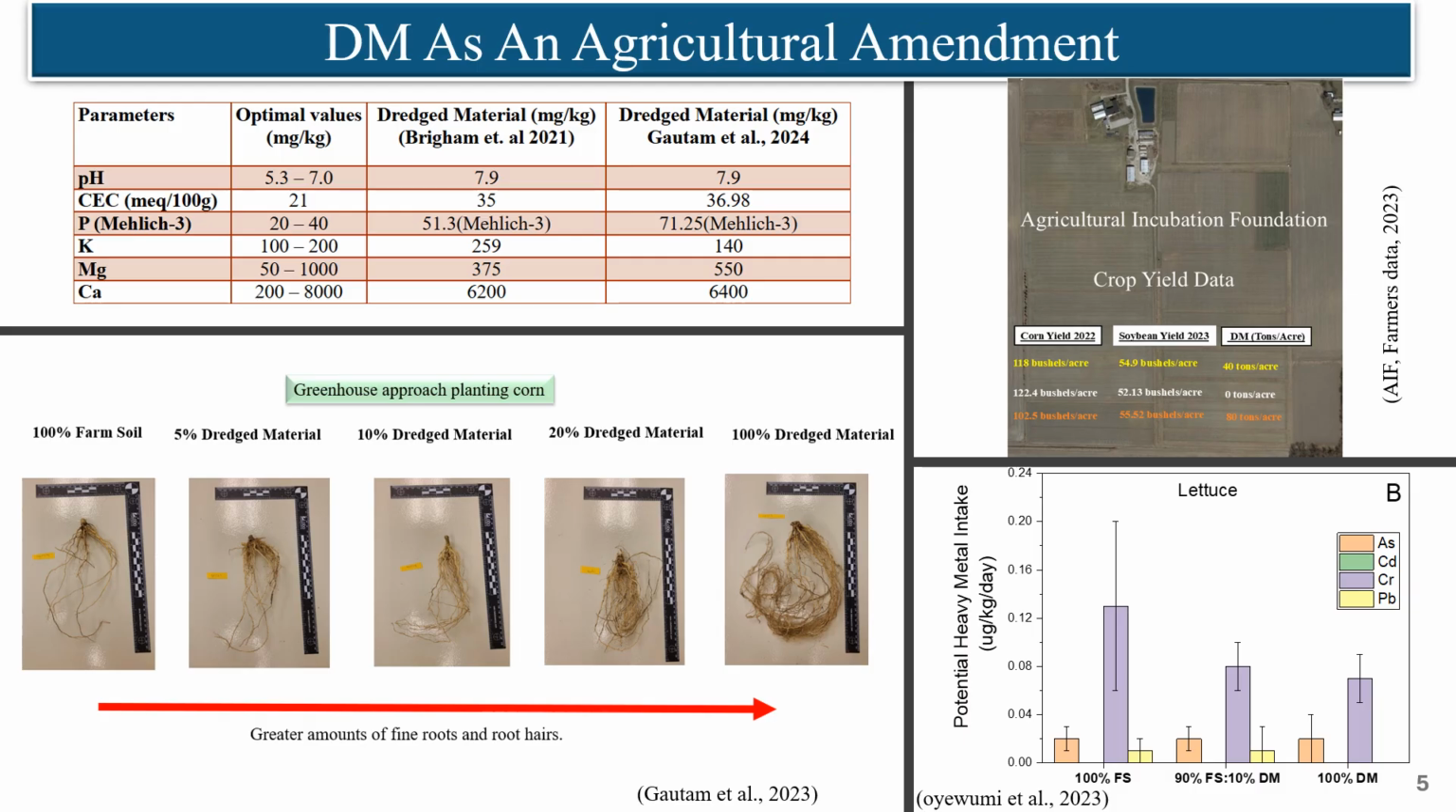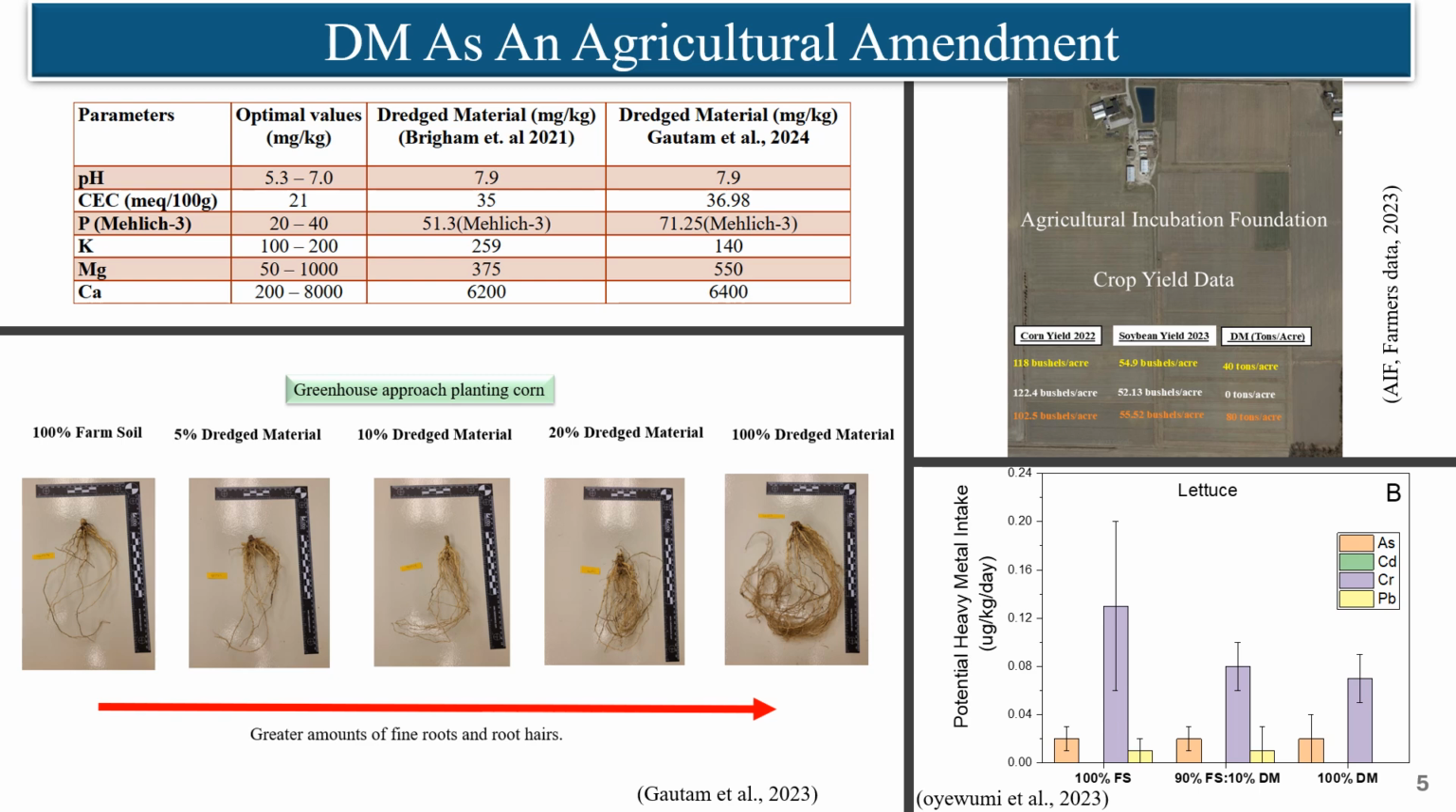Well, past research says that it is useful to use the dredged material as an agricultural amendment because it promotes root growth and development, it increases crop yield, and it contributes to soil health. It promotes soil health by increasing cation exchange capacity, by increasing pH, and by increasing the amount of essential soil nutrients. Also, it was found that with the increase in the amount of dredged material, the potential uptake of heavy metals decreased in the case of specialty crops such as lettuce.